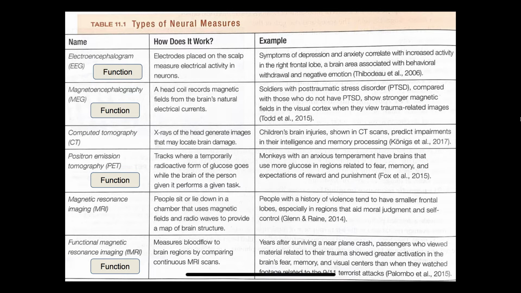A CT scan is essentially just an x-ray of the head, and that'll generate images that might locate areas of brain damage or injury if someone's been in an accident. A CT scan is going to show us brain structure, but not nearly to the same level of detail as an MRI. So children's brain injuries shown in CT scans can predict or correlate with impairments in their intelligence and in their memory processing. Again, this is not going to give us the best picture of the brain structure. We're going to get that from doing an MRI.